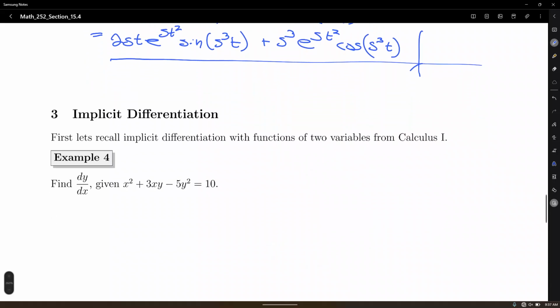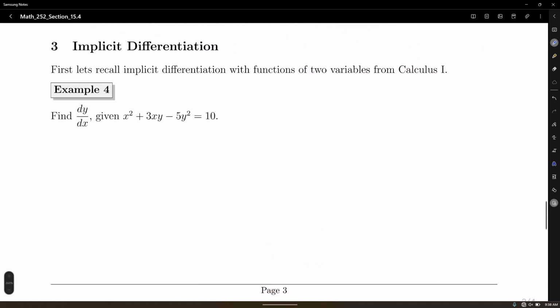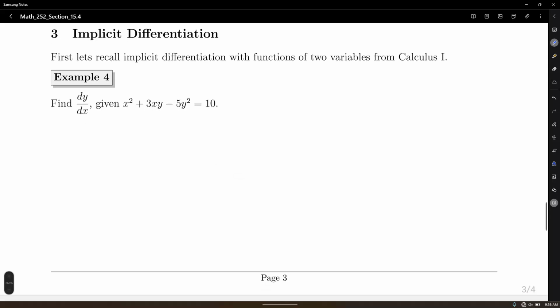Okay, so enough of chain rule. Let's go about implicit differentiation. Let's recall how we do implicit differentiation for functions of two variables, the way we did it in calculus 1. So number 1. Let's find dy dx given x squared plus 3xy minus 5y squared equals 10.